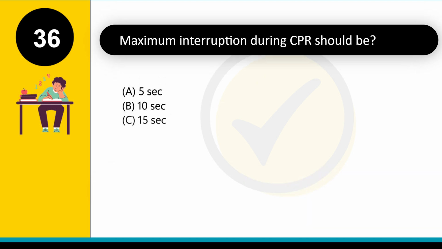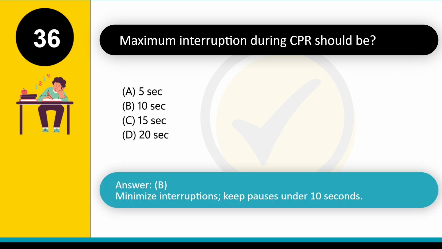Maximum interruption during CPR should be? A. 5 seconds. B. 10 seconds. C. 15 seconds. D. 20 seconds. Answer, B. Minimize interruptions, keep pauses under 10 seconds.